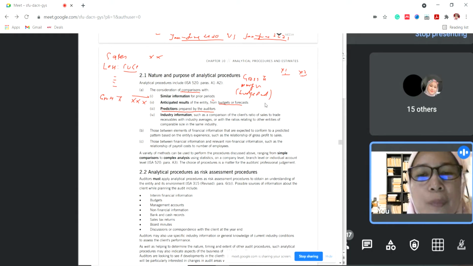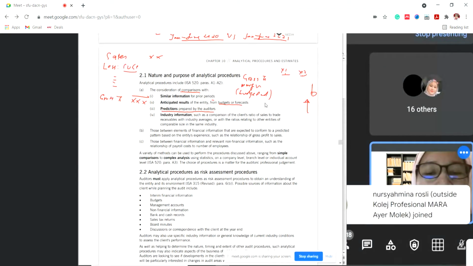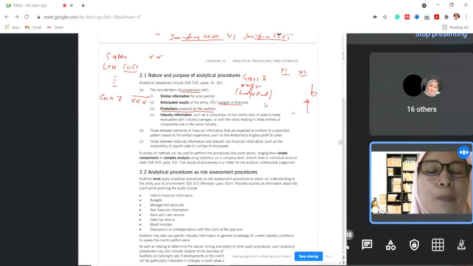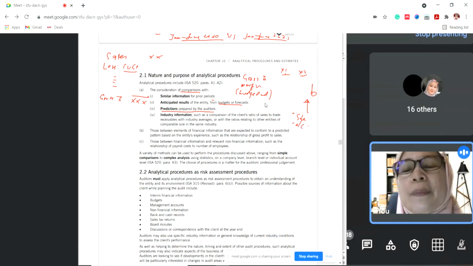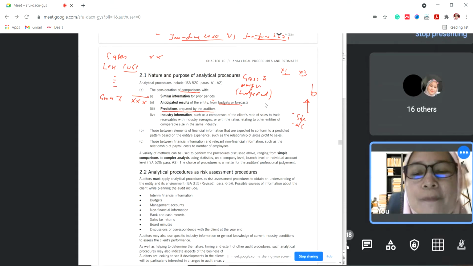So maybe dia punya gross profit reduce. Tapi kalau kata gross profit dia you expect reduce, tapi dia increase, so you have to do better substantive procedures on that. Maybe the sales are overstated. Okay, accounts receivable is overstated. So you have to check. The prediction prepared by the auditor is not the same as what actually happened.